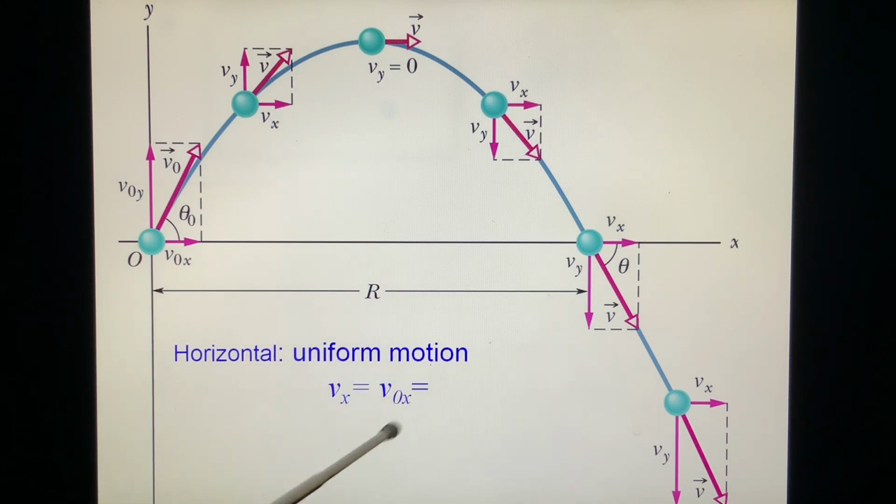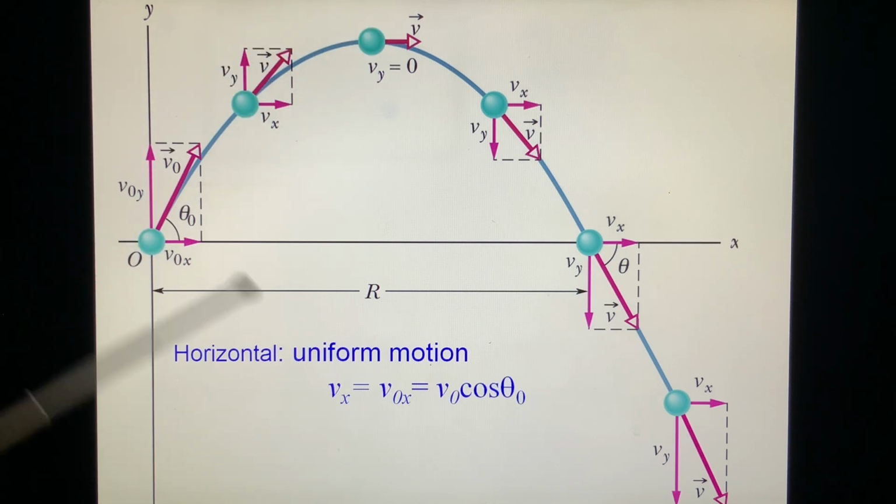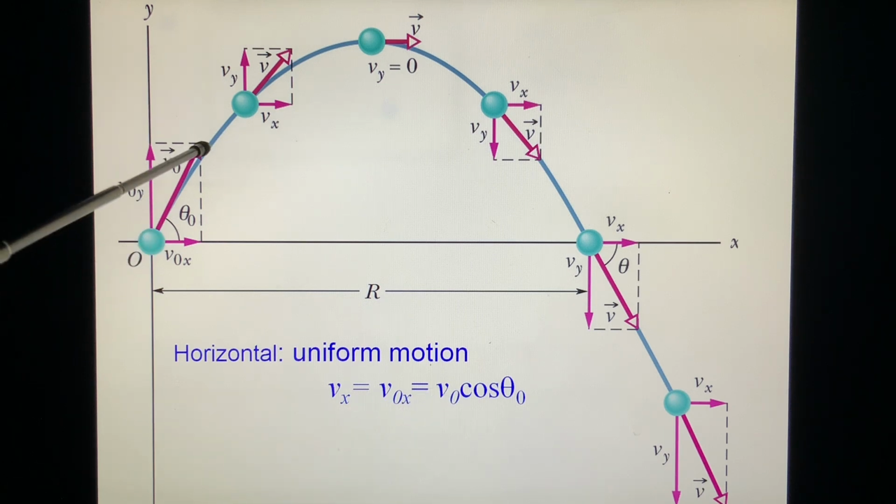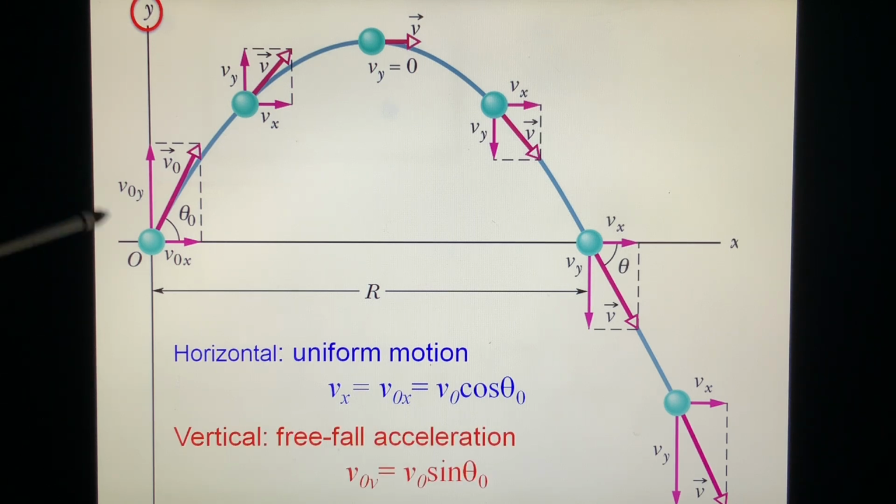So horizontal is uniform motion, Vx equal to the original Vx0, which is V0 cosine theta zero. This is the projectile angle, theta zero. And vertically is free fall acceleration with the initial velocity V0y, V0y equal to V0 sine theta zero. Projectile motion analyzed: horizontally is constant motion with V0x, V0 cosine theta zero, always that magnitude. And vertically the initial V0y is V0 sine theta zero, with free fall acceleration.